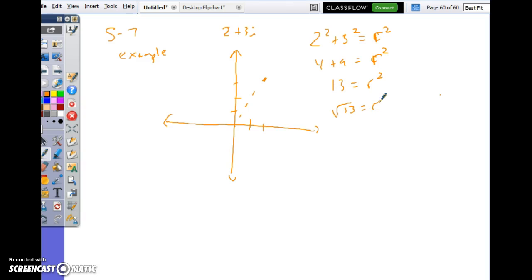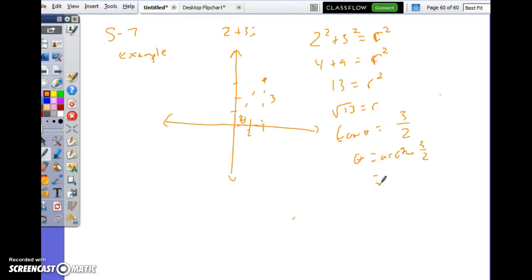We agreed we didn't want to do the negative form. Well, we could. It'd just be a different angle, right? We're just not going to mess with that. So far, so good? So r is root 13. How do I find that angle? This is 2. This is 3. What do I do? Tan. So I'm going to go tangent of theta equals 3 over 2. So theta equals the arc tan of 3 over 2.